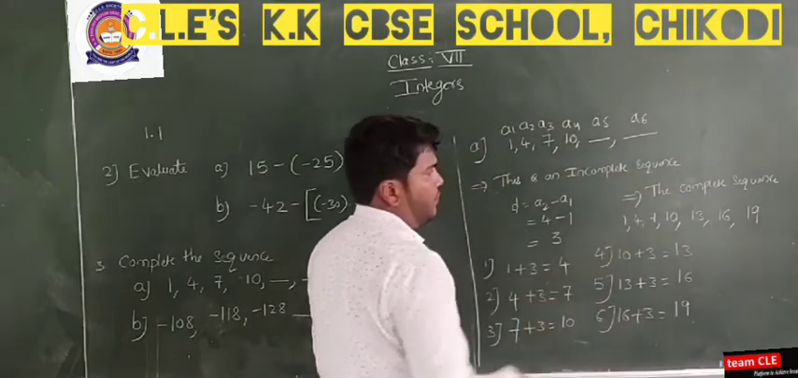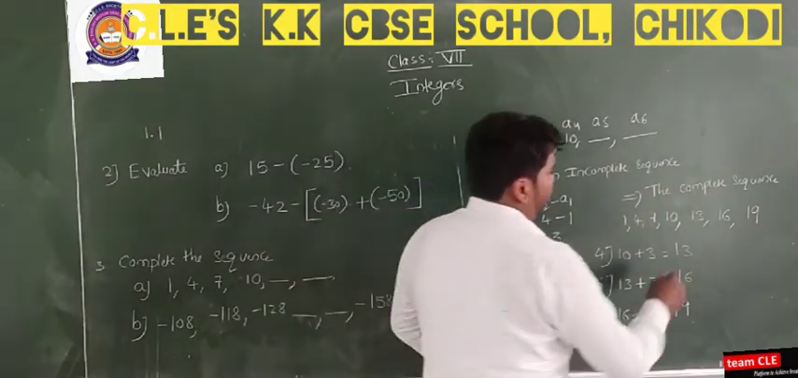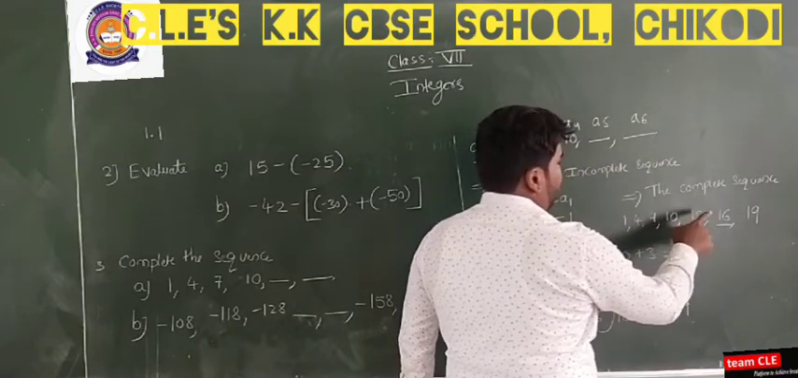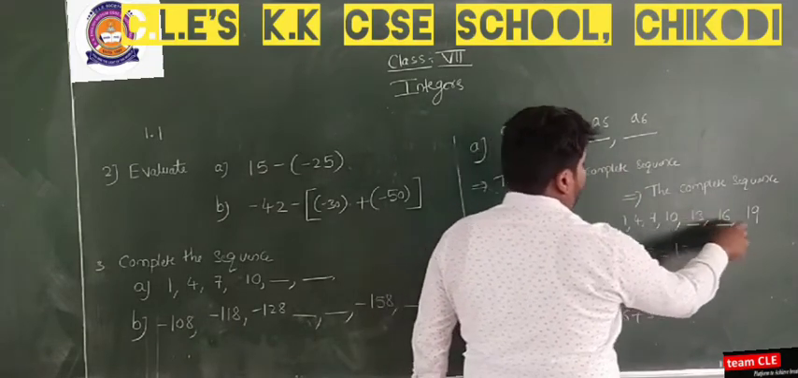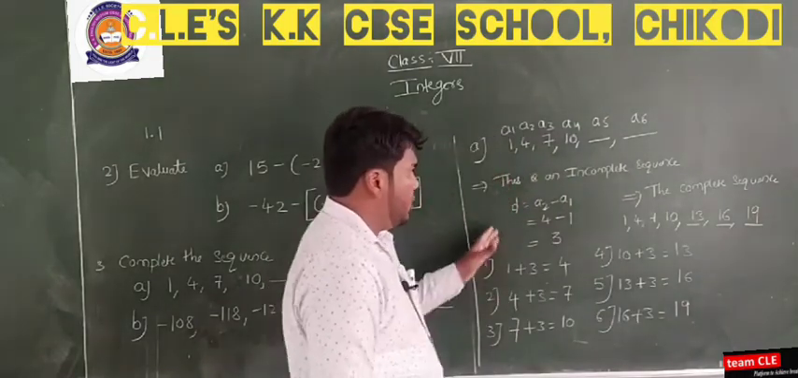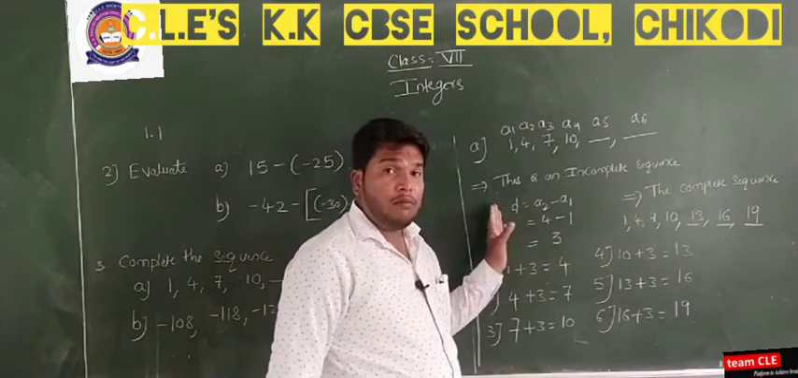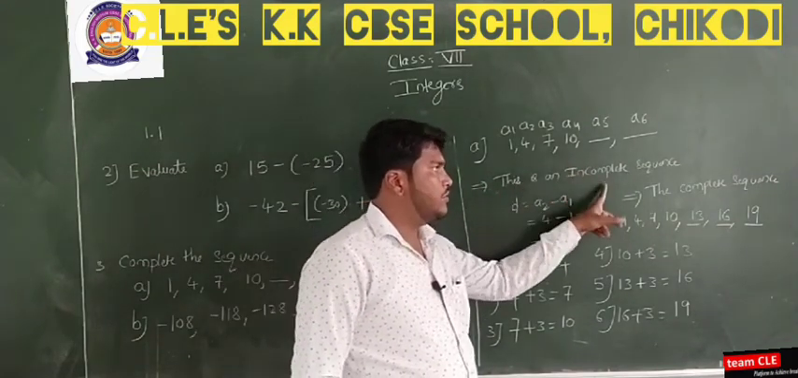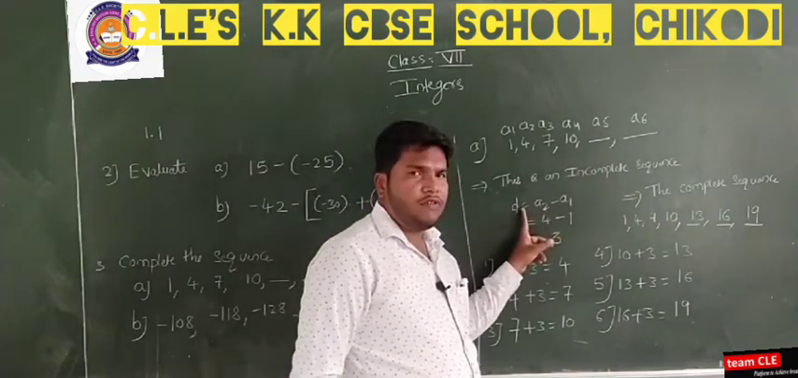Okay, so the last term is 19 and the complete sequence is 1, 4, 7, 10. The incomplete sequence, which we find, has the numbers 13, 16 and 19. So 19 is your last term. In this way you have to complete the incomplete sequence. First thing you have to do, this is an incomplete sequence. First use this difference formula.